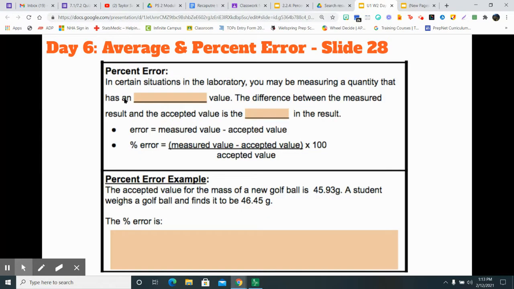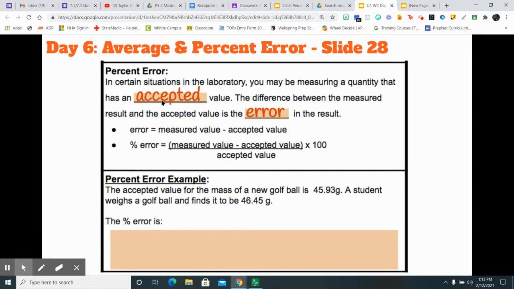Now, the other thing we use is percent error. A lot of times in chemistry, we justify things or try to figure out what's going on by figuring out basically how good we did. In certain situations in a lab, you might be measuring a quantity that has an accepted value, so you have something to compare back to. It's like, this is what is thought to be true. The difference between the measured result and the accepted result is the error. So basically, you're trying to get to the accepted value, but of course, not everything goes right in the lab.